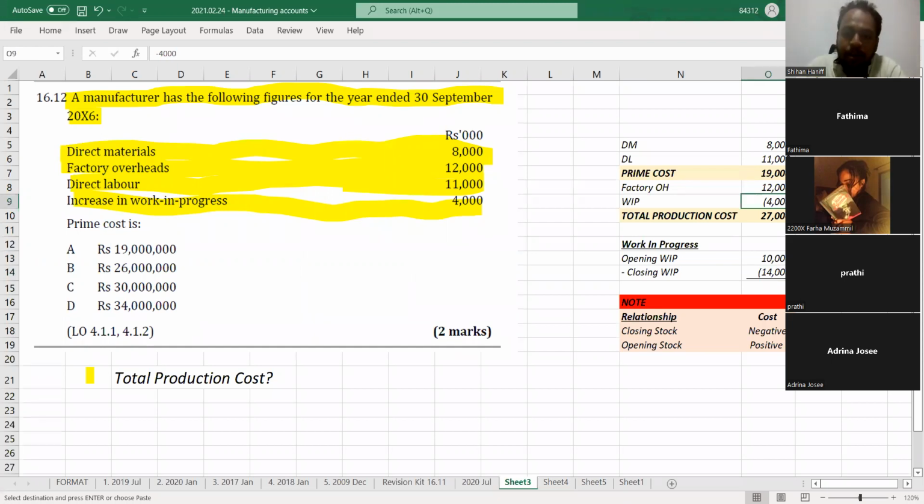And negative. If this decreases, then this is plus. Okay. And opening stock, there is a positive relationship. If the opening stock is more, then this also increases, right? This is actually, we use this for cost of sales and gross profit calculations.